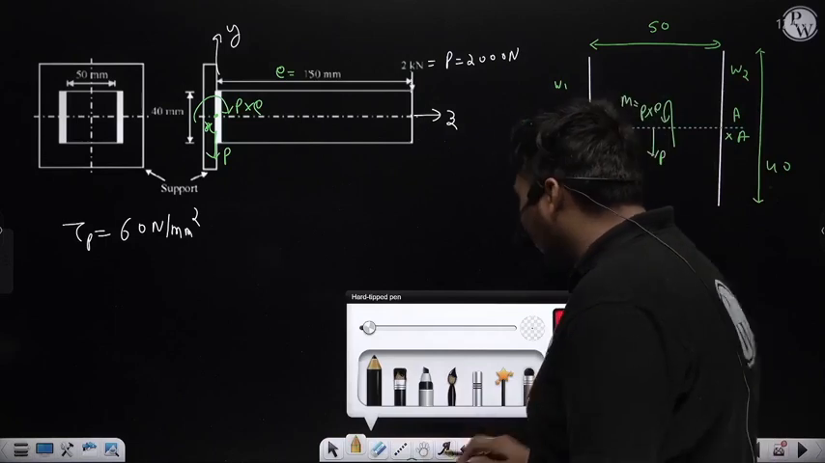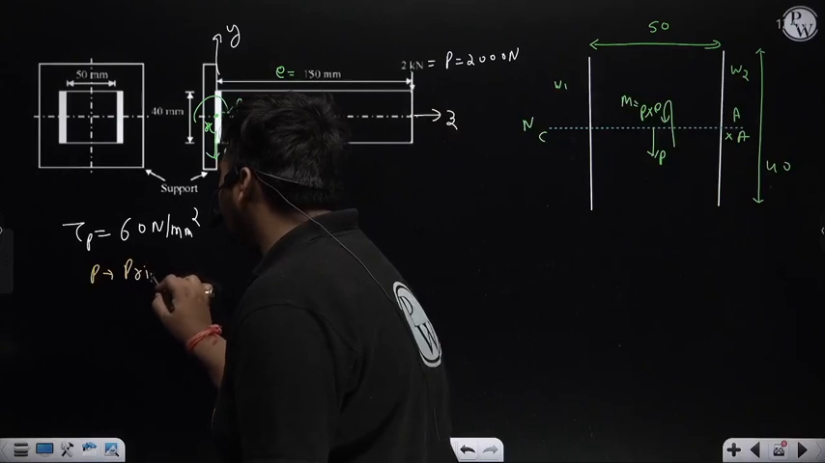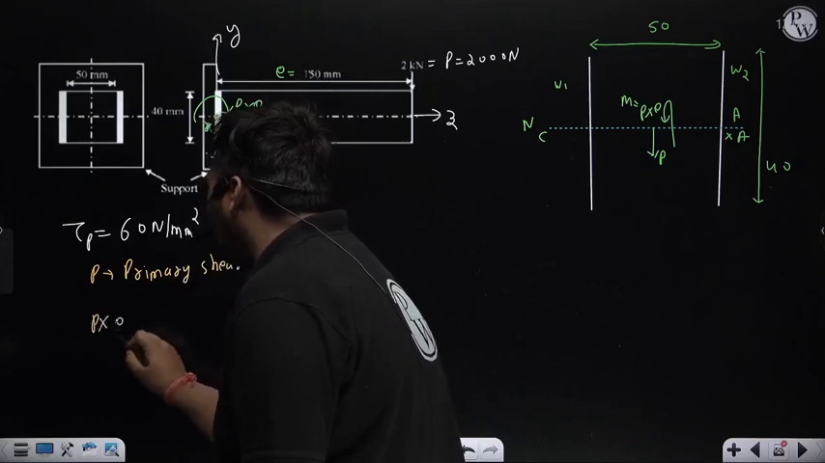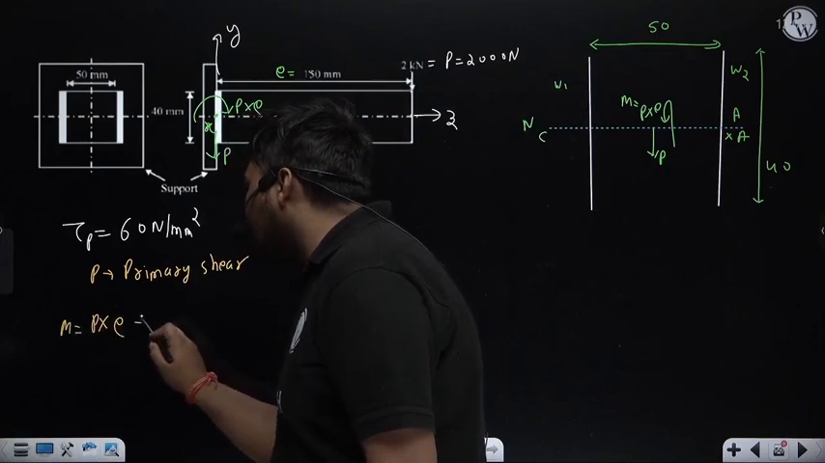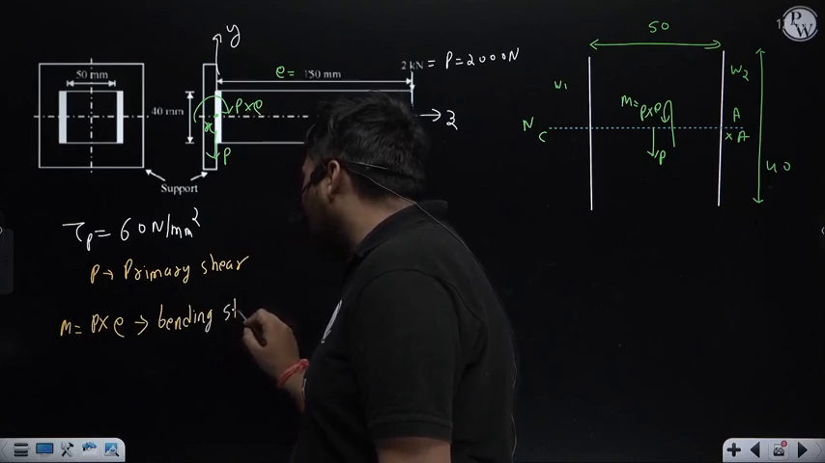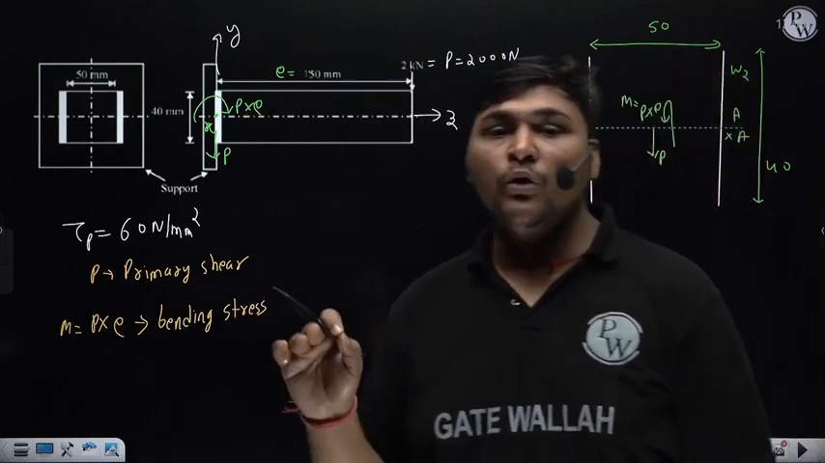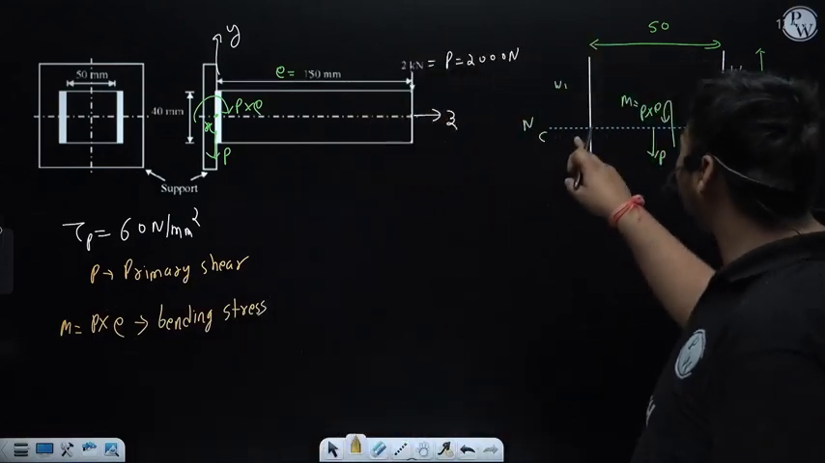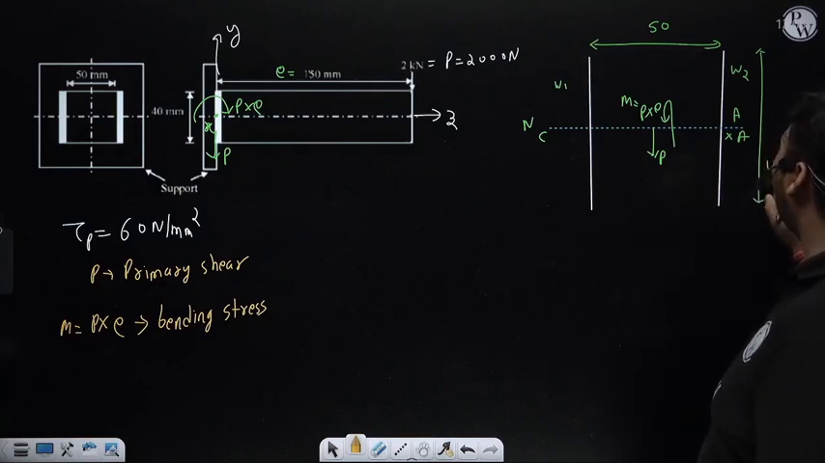Now first we will calculate, due to force P, the primary shear stress will come, which will be the same at each point. Due to moment P into E, which is a bending moment, bending stress will come. We will first calculate this primary shear and bending stress for the critical point, and that point will be critical whose perpendicular distance from the neutral axis, that is Y, is maximum. We have already located the neutral axis. Now if we calculate the distance of the top point from the neutral axis, it will be half of 40, that is 20.